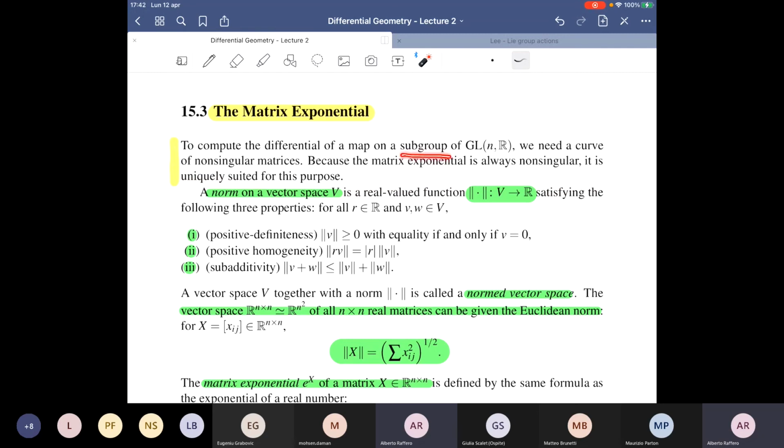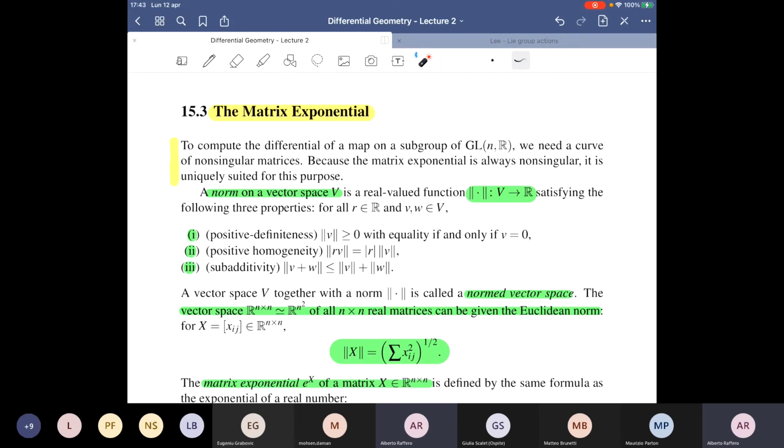So if we have a subgroup of the general linear group, sometimes we would like to compute the differential of a map on a subgroup of this group. To do this, as you saw last time, the best thing one might do is to consider a curve through the subgroup with a given tangent vector at a given point.